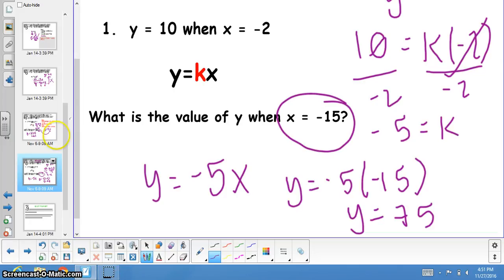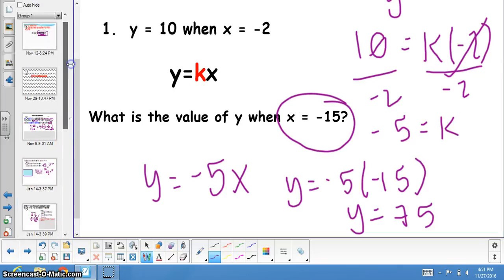That is literally it for direct variation. If you have any additional questions, see your teacher. Hope this video helped, and again, document notes into your notebook.